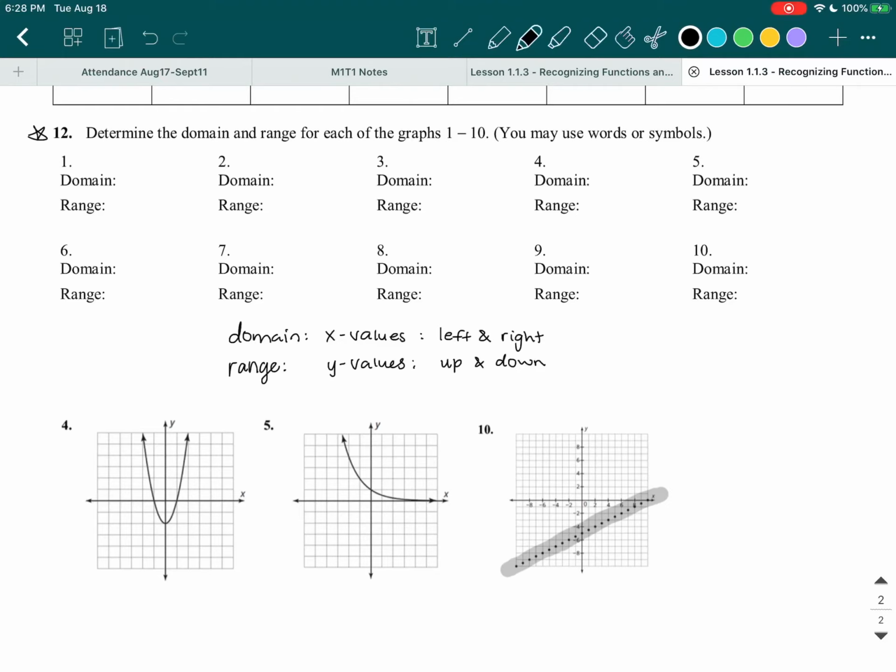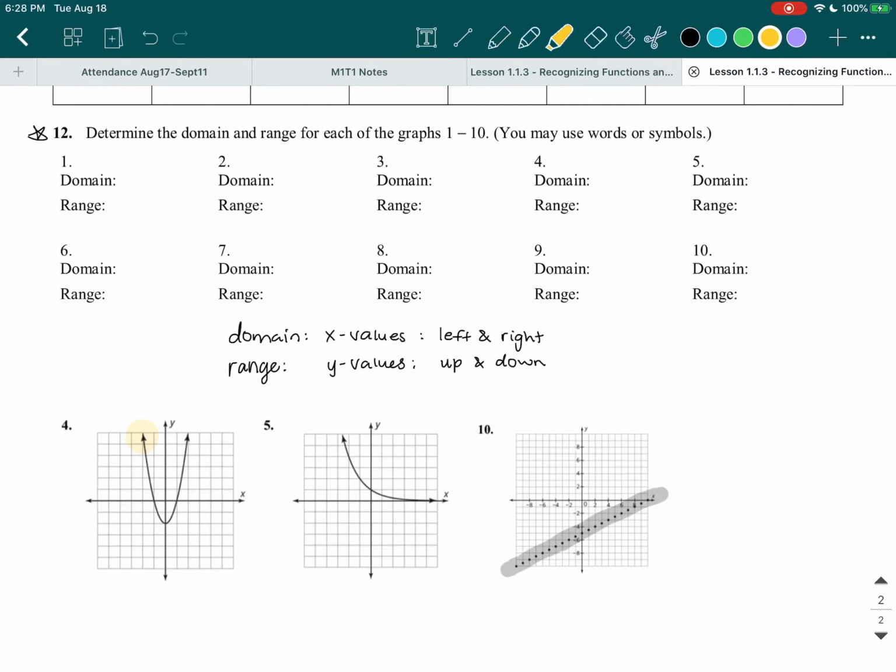Okay, so let's start with number 4, this one. And I'll write the answers over here. So number 4, let's start with the domain. So we want to see how far left and how far right our graph goes. So I want you to first take a look at the left side of the graph. Do you see that arrow over there? That arrow means that this graph will continue to the left forever and forever.